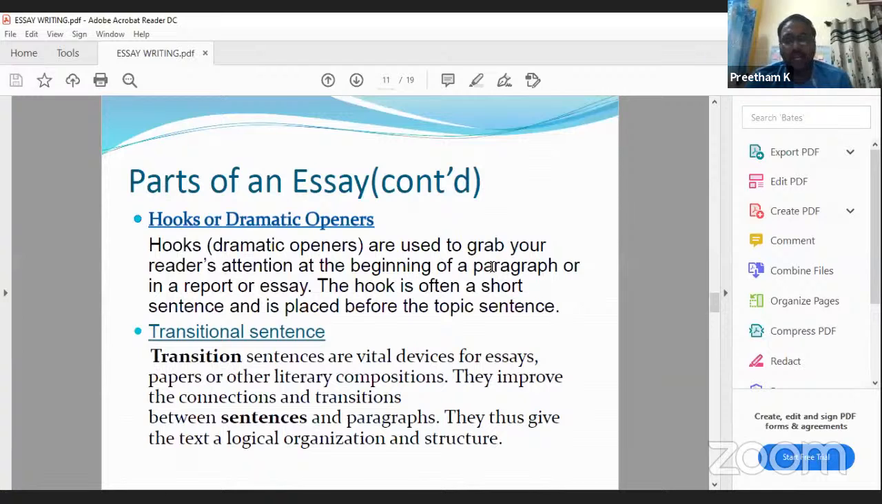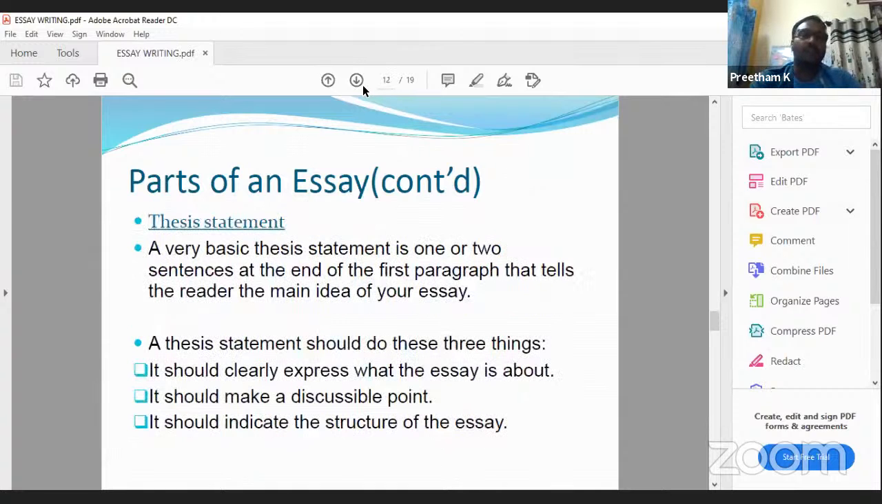Transitional sentences are vital devices for essay papers or other literary compositions. They improve the connections and transitions between sentences and paragraphs. They thus give a text a logical organizational structure. Transition means they connect different sentences.